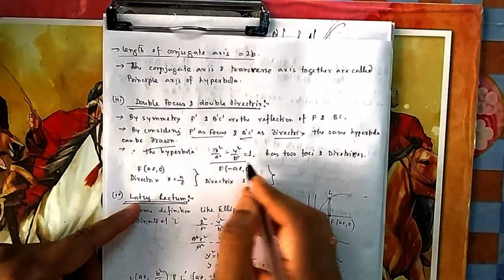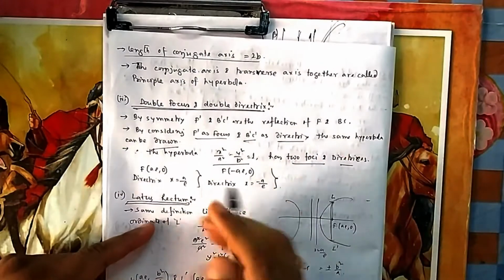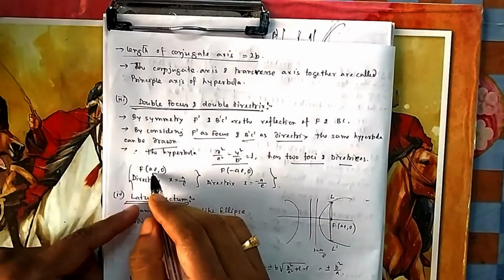So the same hyperbola can be drawn from two sets of focus and directrix. This hyperbola has two foci and two directrices. That's why we say one set of foci is this one. It is at plus minus ae.